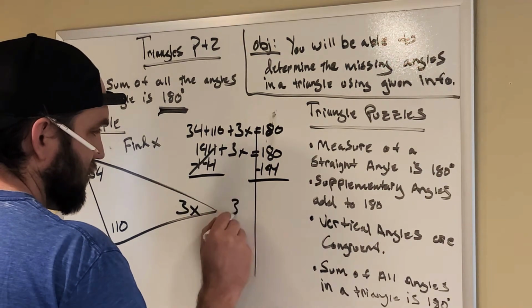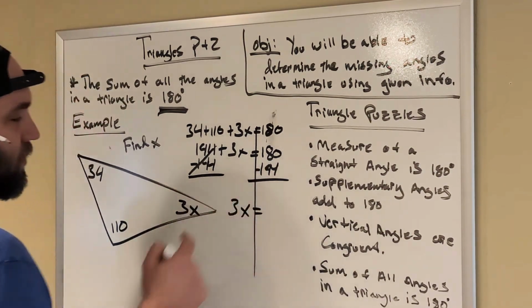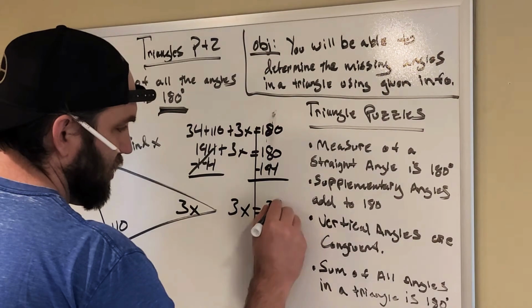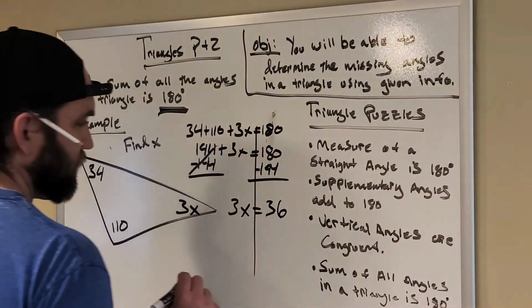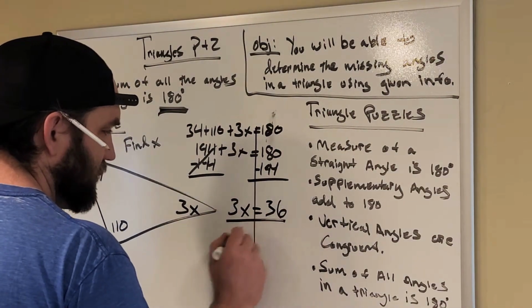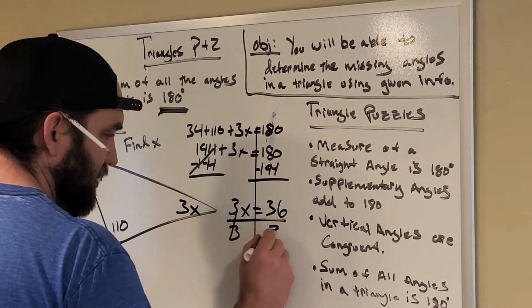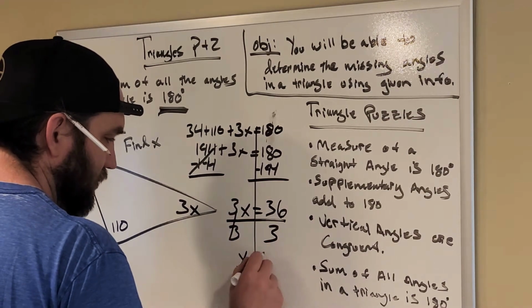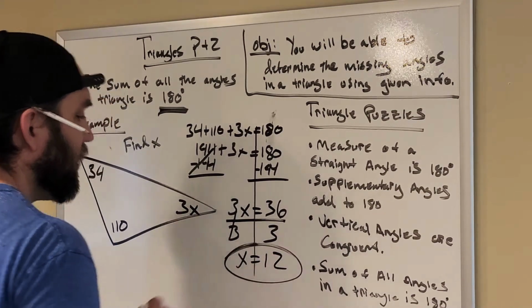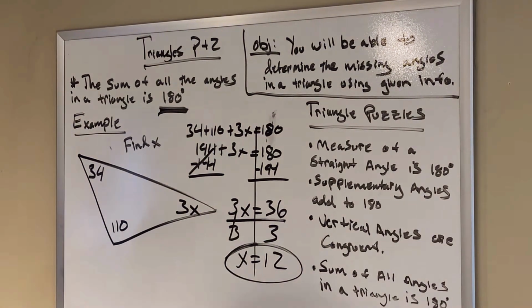And I'm left with 3x equals 36. Finish it off by dividing by 3. Divided by 3, x equals 12. There's my x value. Okay, x equals 12.